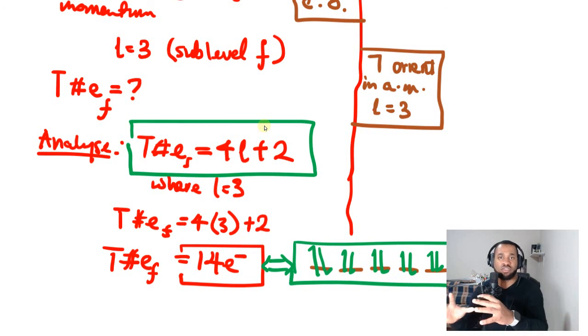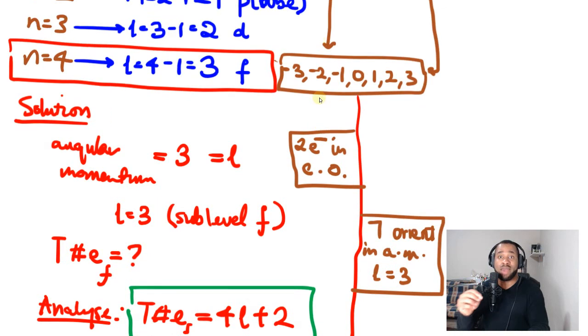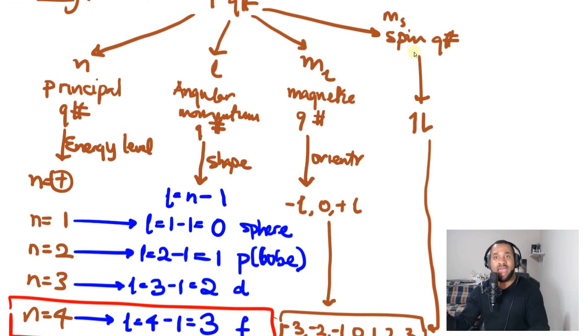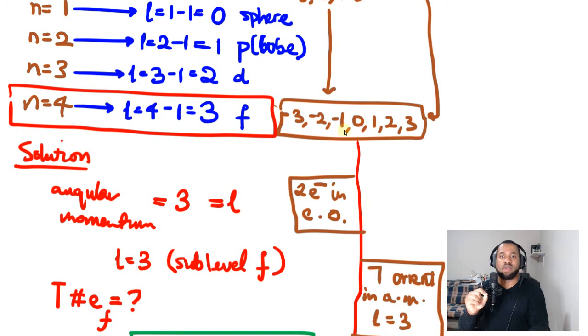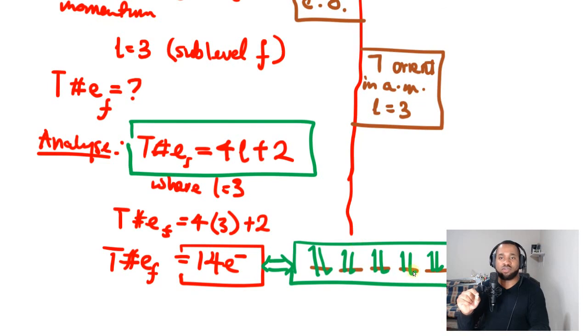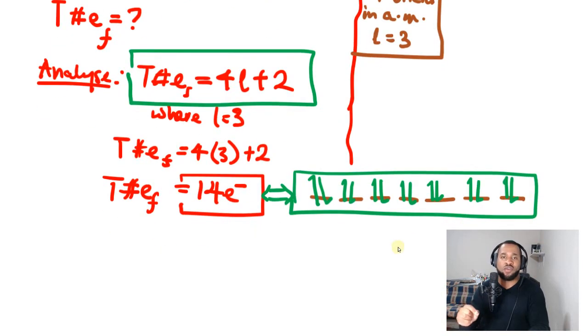And if you want to determine it using another method, which is combining our ML with our MS, which is the spin quantum number, the maximum number of electrons in each orientation must be 2, opposite spin paired, and this way we'll be able to fill them up in the specific orientations, and as a result of that, we'll be able to determine our final answer right here.